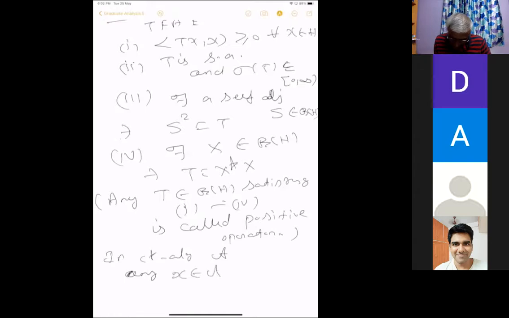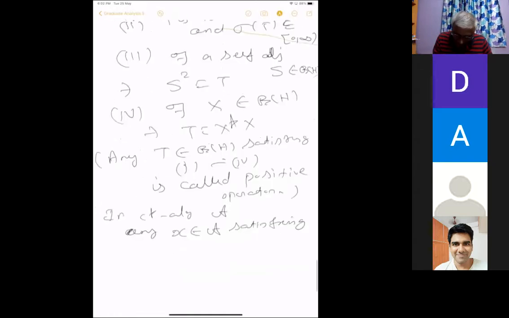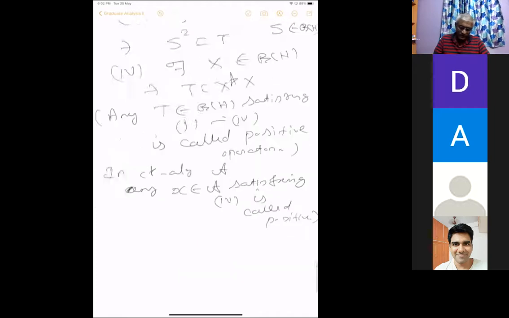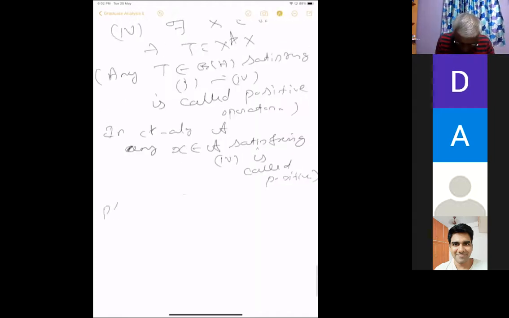Any x in A satisfying the fourth condition is called a positive element in the system. We will be dealing with C of X as a C-star algebra, so that's why we need this definition also. Okay. Anyway, proof of the proposition.